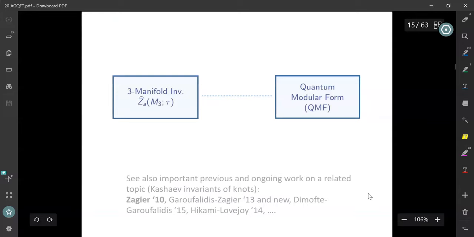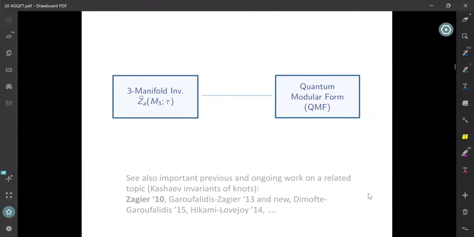So I should also say that the relation between quantum modular forms and three-manifold invariants has been investigated in the context of knots, and in particular the Kashaev invariants of knots. And so I also encourage you to look at the past and ongoing work that's cited here.